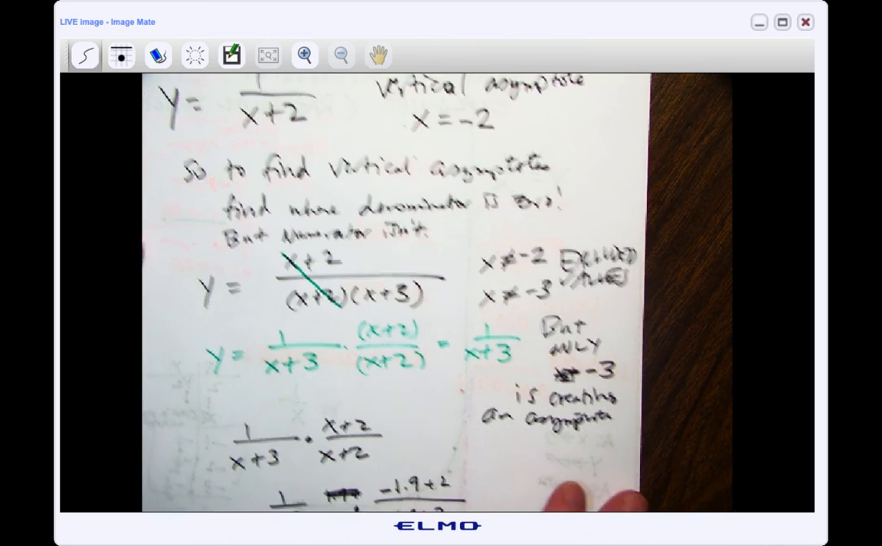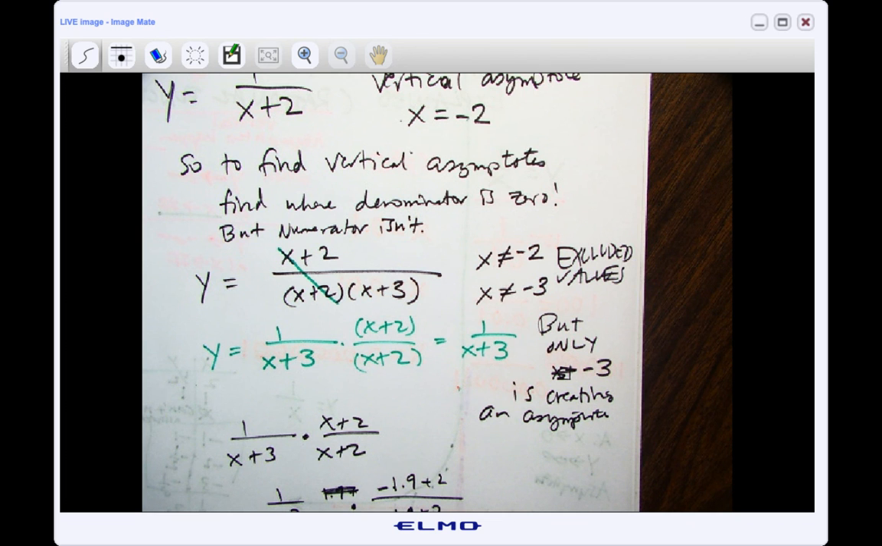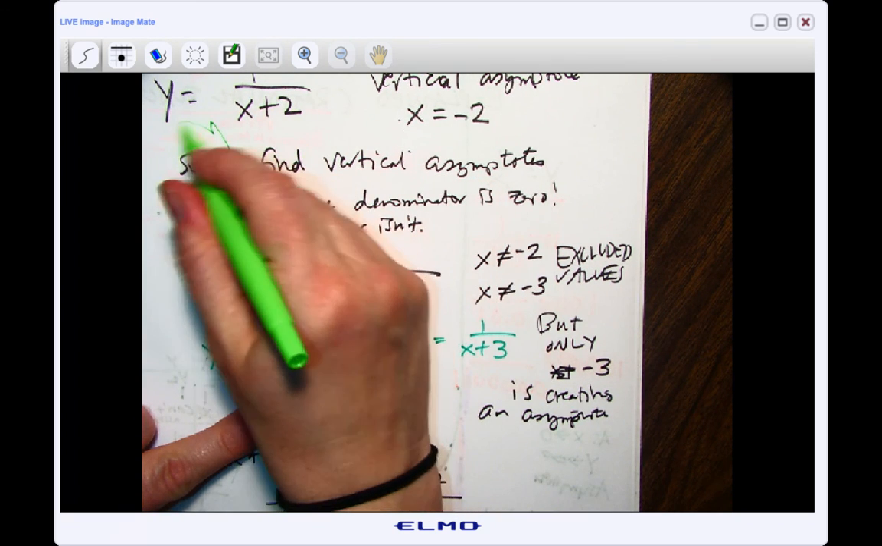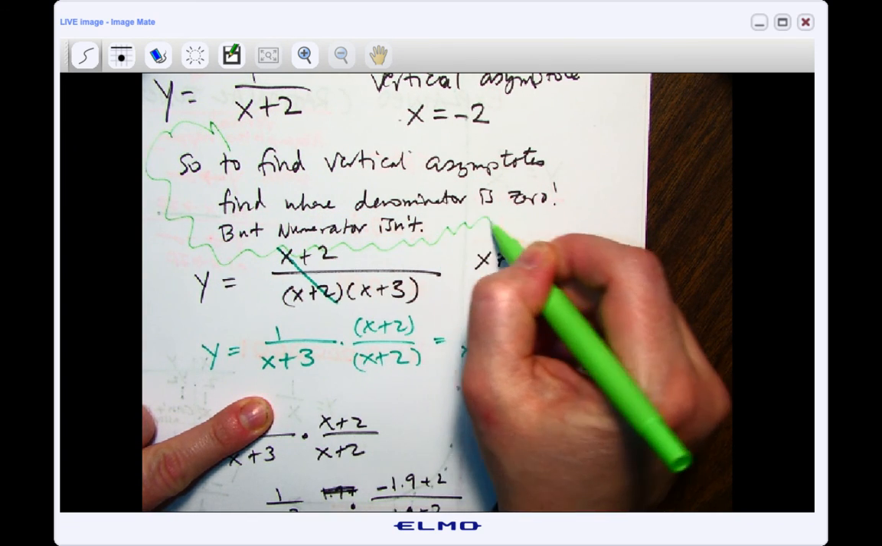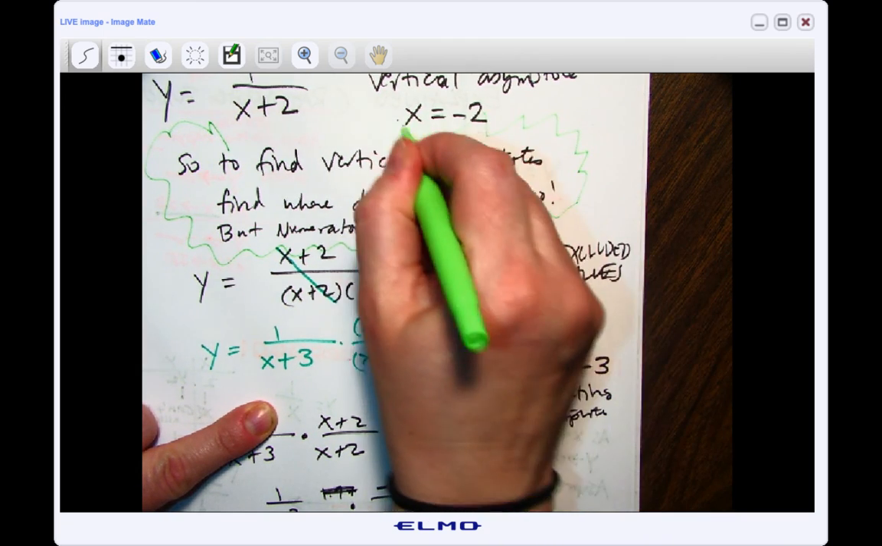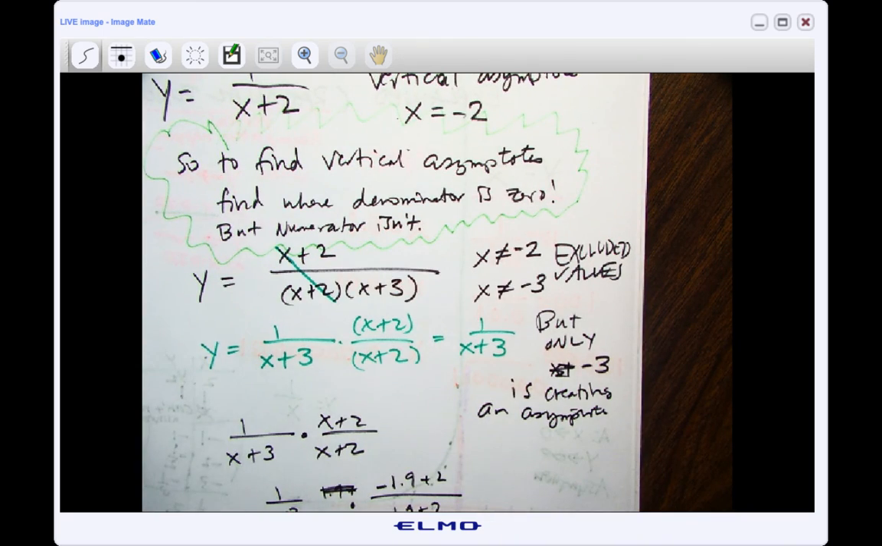Okay? So the short way to think about it is, to find vertical asymptotes for a rational function, you're looking for where the denominator is equal to 0, but the numerator is not. Okay? Go try it out.